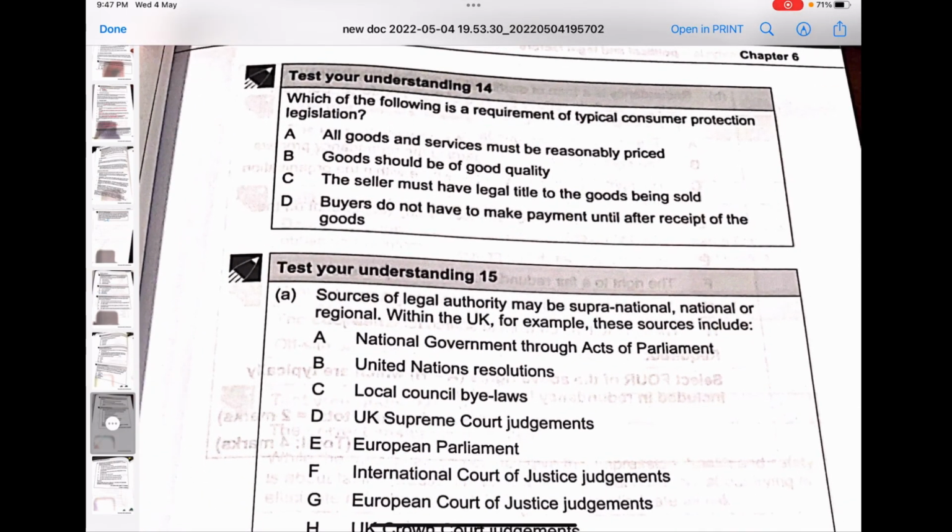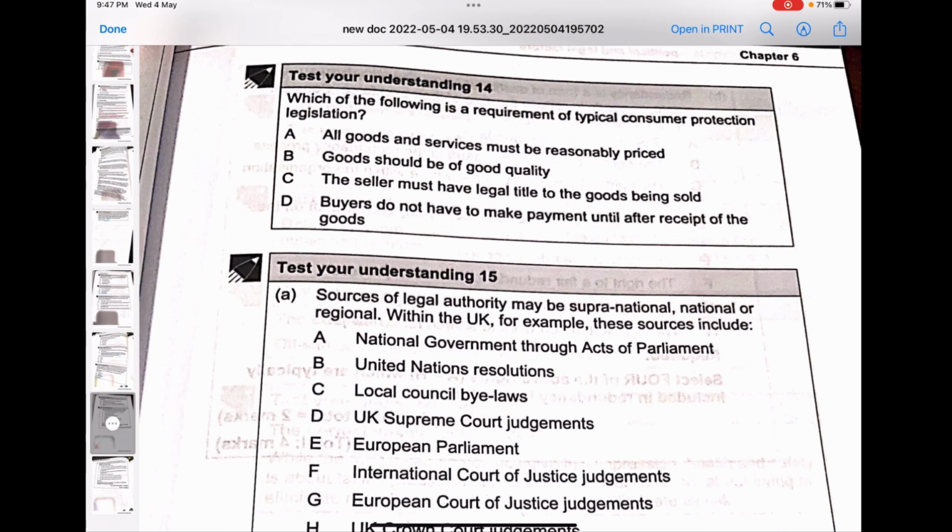Question 14. Which of the following is a requirement of typical consumer protection legislation? All goods and services must be reasonably priced. Goods should be of good quality. The seller must have legal title to the goods being sold. Buyers do not have to make payment until after the receipt of goods. So, what is the answer?